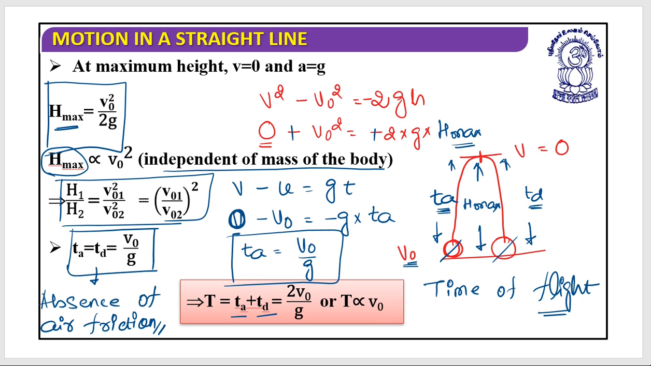Now the time of flight is equal to the time of ascent plus the time of descent, and it is v naught by g plus v naught by g. Again it's 2 v naught by g. Again, one more very interesting point: this time of flight is independent of the mass. It depends on the initial velocity only. So for two objects having different mass, but released with the same initial velocity, they must have the same time of flight. I hope these things are clear to you.